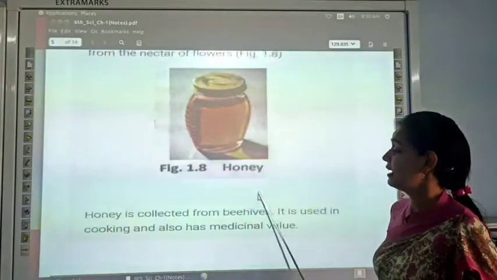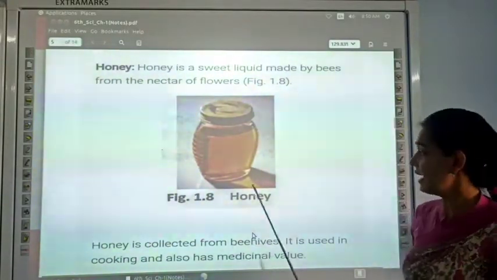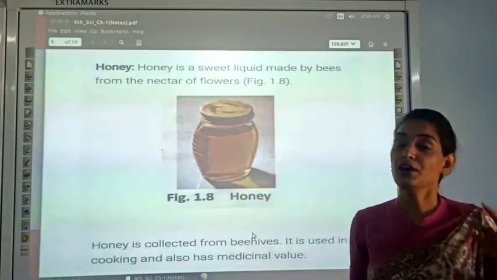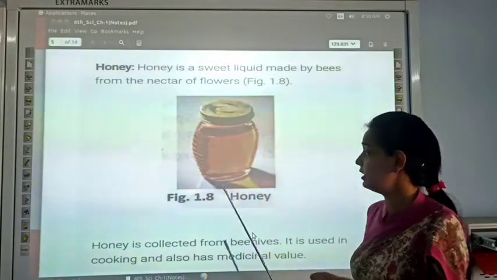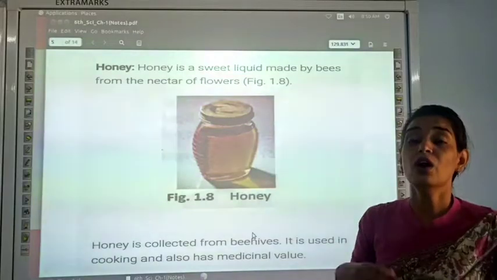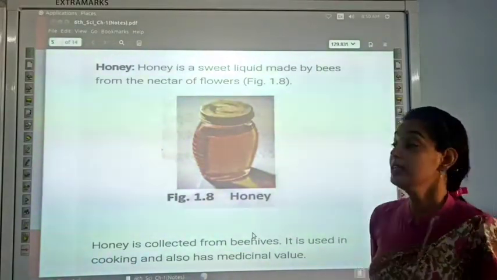And honey, you know, one more thing about the honey, that we can eat honey only in the raw form. If we cook honey, if we give some temperature to the honey, if we heat that, all the nutrient of the honey will be destroyed. Yes.